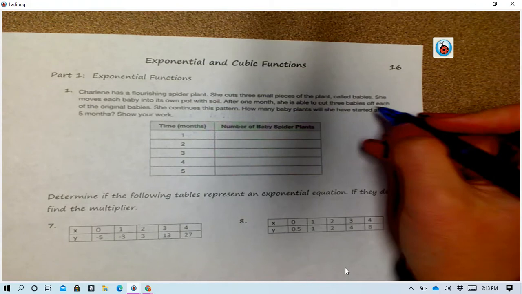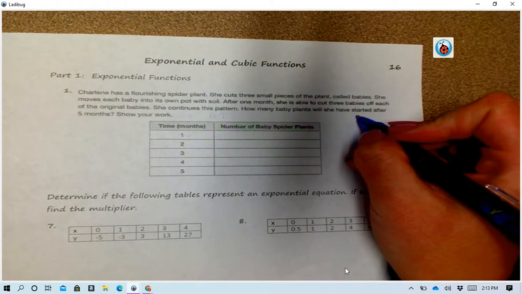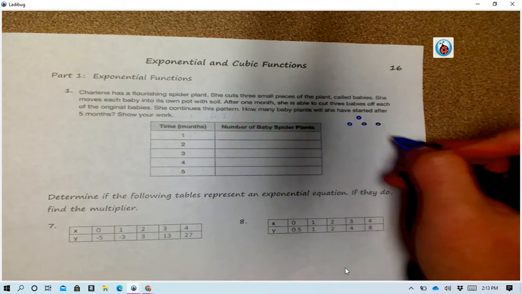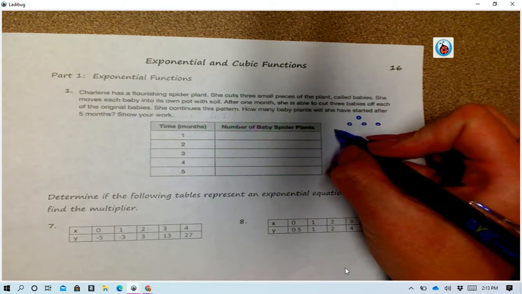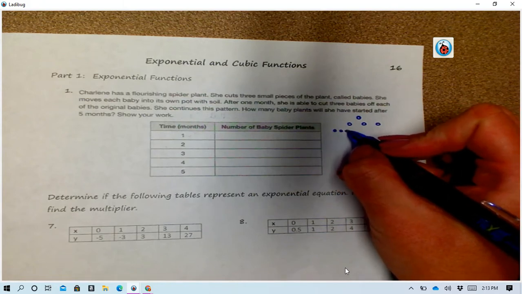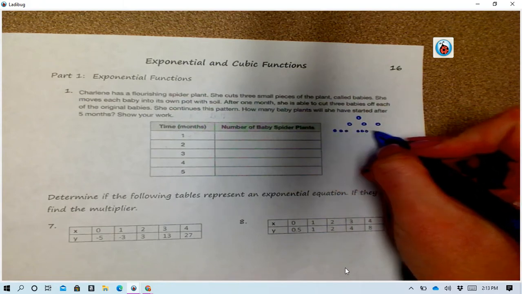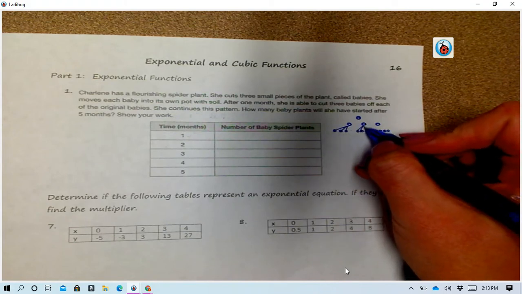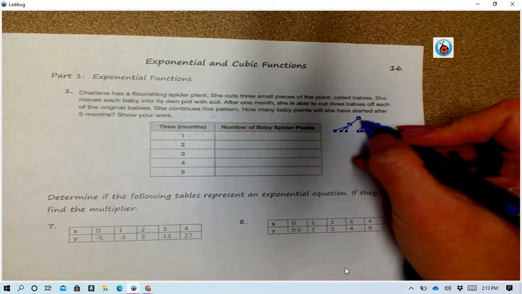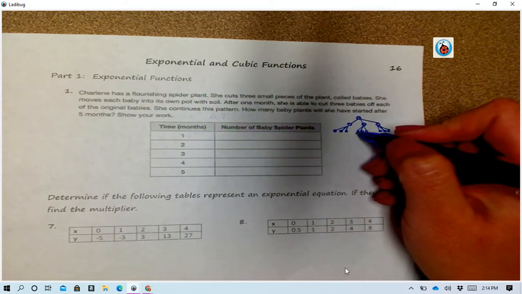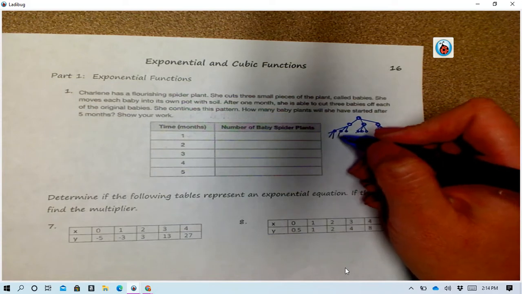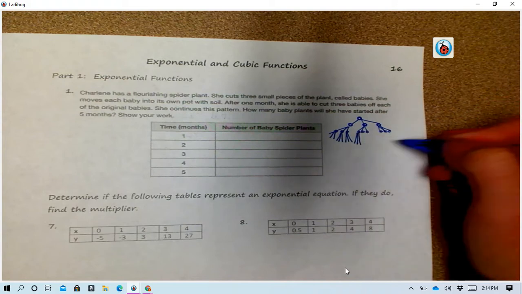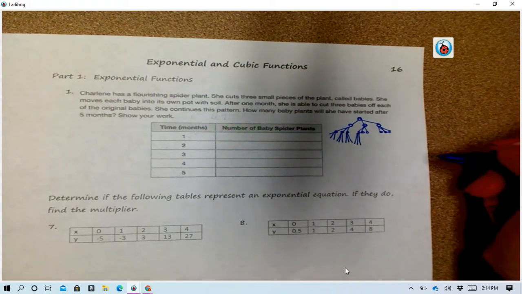Okay, so she starts off with 1, and then she cuts it into 3. And then after 1 month, she's able to cut that other one into 3. And then after that, each one of those will be able to be cut into 3. And then it becomes crazy with all of these things here. So you could just follow the pattern.